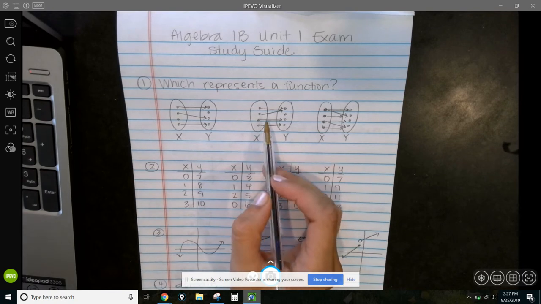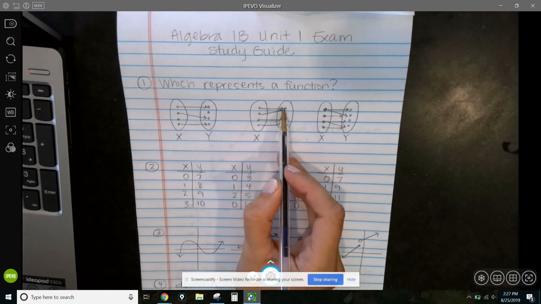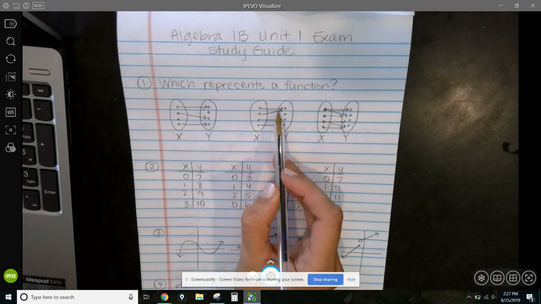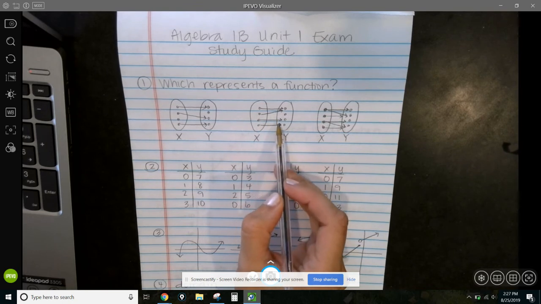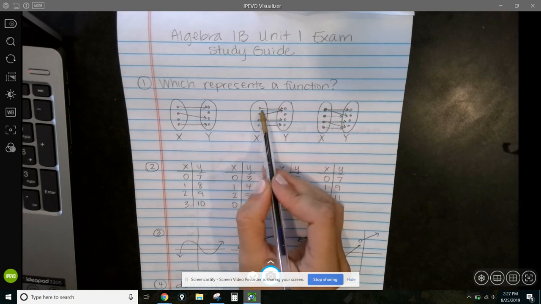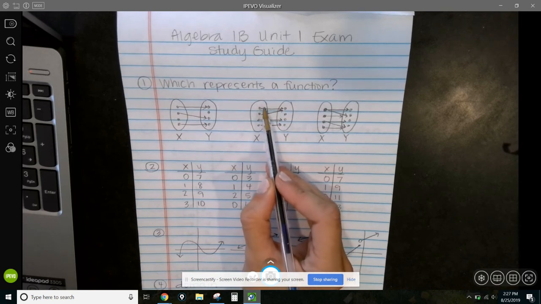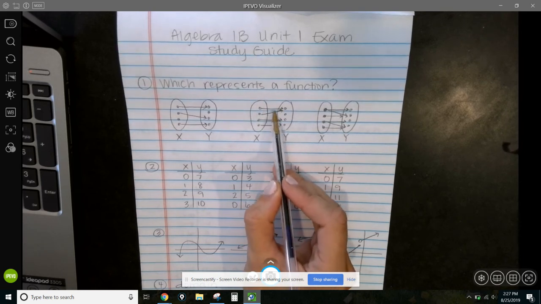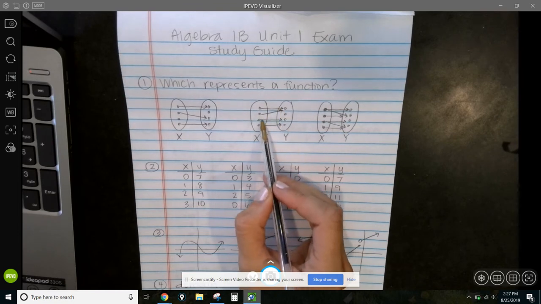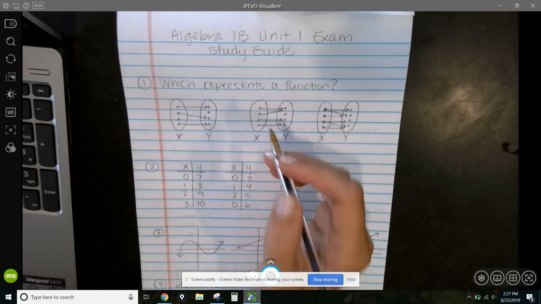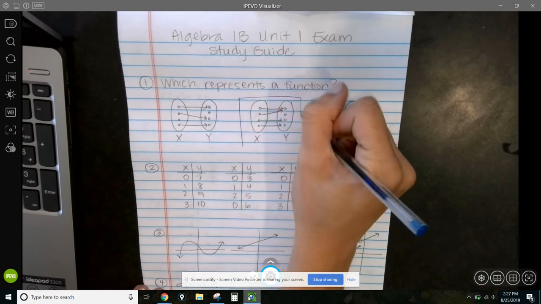So move over to this one. We have this number going to here, this number also going to here, this one going to here, and this one going to here. This is a function. It's okay for two numbers to go to the same output because each input still has just one output. It's okay if they're the same output, but they have to have just one output. So this one is a function.